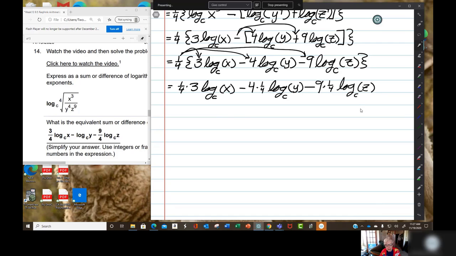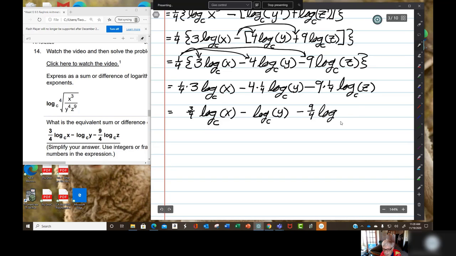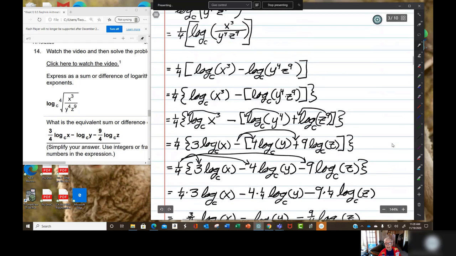Ha! Almost done, but not quite. 1/4 times 3 is 3/4. Log base c of x minus 4 times 1/4 is 1. So this is just going to be log base c of y. Now, 4 times 1/4, of course, is 1, but 1 times log base c of y is just log base c of y. And 9 times 1/4 is 9/4. Log base c of z. Oh my goodness, that took almost a whole page and I haven't written my reasons.